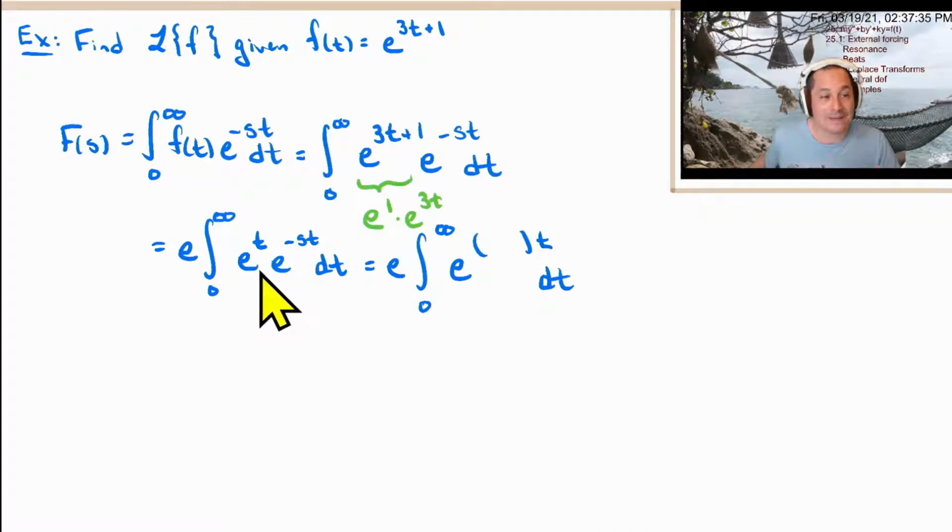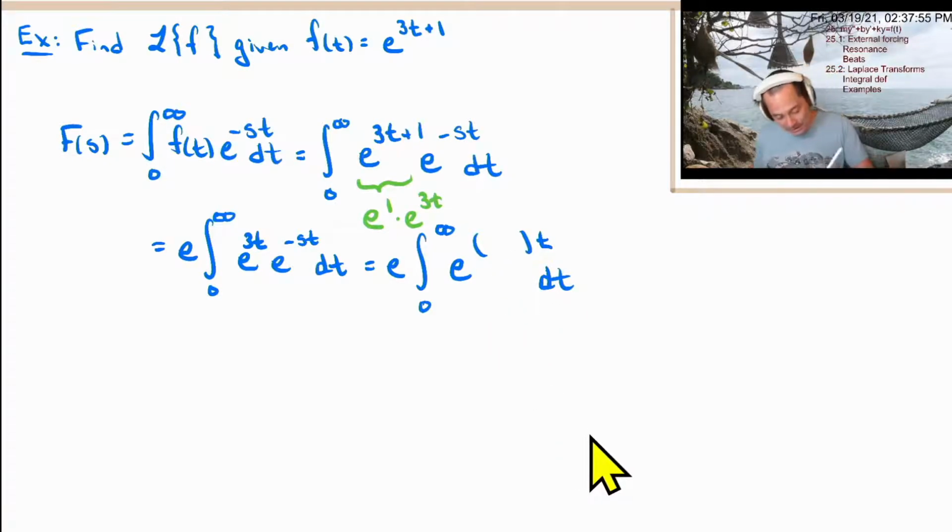The bases are the same, so now I'm going to rejoin. Oh, yeah, it's a 3t in there. Thank you very much. I dropped a 3 on my first exponential. People are noticing. Thanks, thanks. And now that the bases are the same, I'll add the exponents. And so tell me, what goes inside this parenthesis? Yep, a 3 minus s.